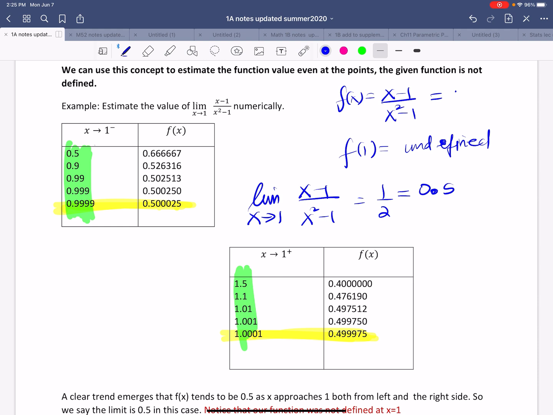You might ask how many values we need to pick. A sufficient number of values, 4 on each side, is enough, and 5 on each side is more than enough. Why do we need to pick several on both sides? In case your function is oscillating. Sometimes your function can be oscillating.